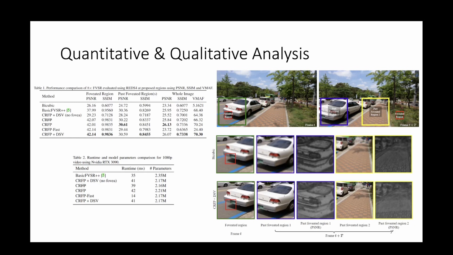Here we show the quantitative and qualitative analysis of our work. From the quantitative results, we can show that CRFP outperforms the direct adaptation of BasicVSR++. On the right, we can see the qualitative analysis of our approach. We can see that the foveated region is well captured at the past foveated regions.